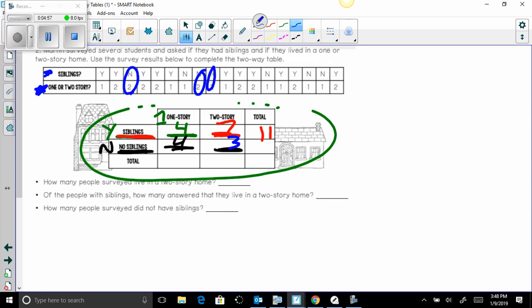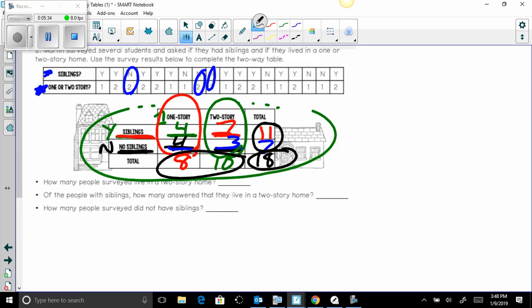So how many people had no siblings? 4 had no siblings and lived in one story. 3 had no siblings and lived in a 2-story. The total there is 7. So if I go ahead and add how many people, whether they had siblings or not, lived in a 1-story, that's 8. How many people, whether they had siblings or not, lived in a 2-story, that is 10. How many total people were surveyed? Well, right here should be 18, and right here should be 18 for your total in the very last corner.